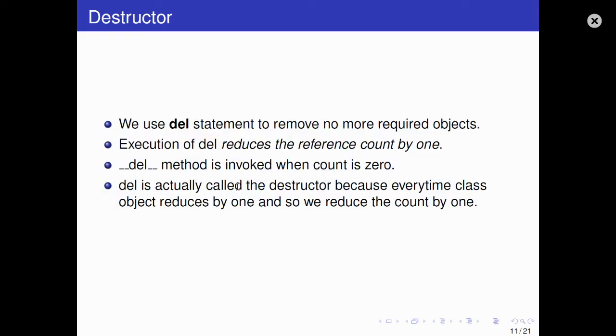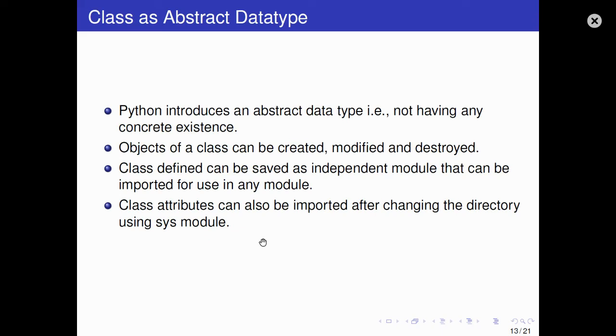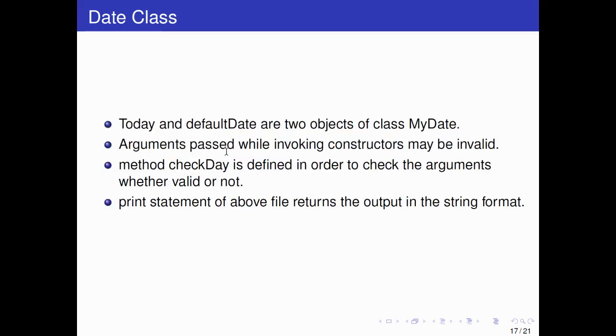And there was the destructor. So the destructor was this delete. You first define this, and we decrease the count by one when we delete something. So this is the delete count. So we have seen. Then you can import a class as a module. Like I will show you here. And the last part of the PPT was the date class.